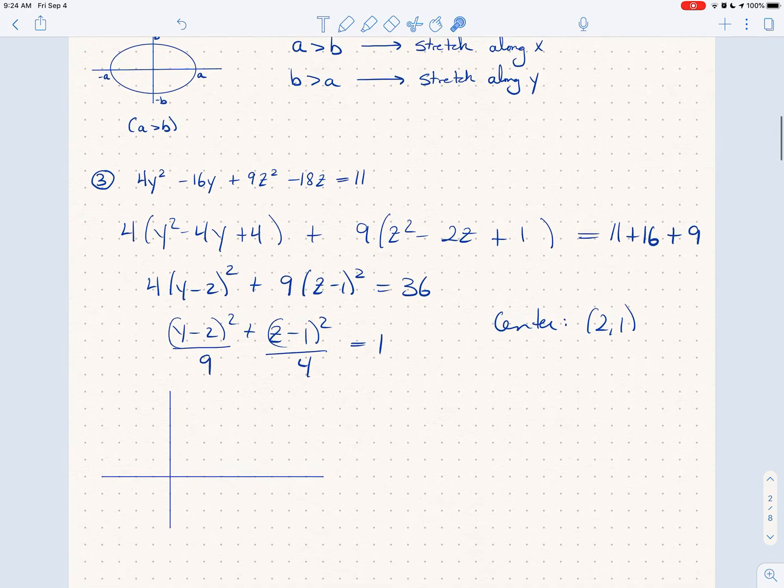So we can even sketch this if we want. Y-axis, Z-axis, we're going to center this at 2 and then 1, so right there. And then how do you graph this? Well, you take the square root of this number. Let me use my highlighter here. So in the y-axis, I'm going to go 3 in both directions from the center. So 1, 2, 3, and I'll put a point, and then I'm going to go 1, 2, 3, and put a point.